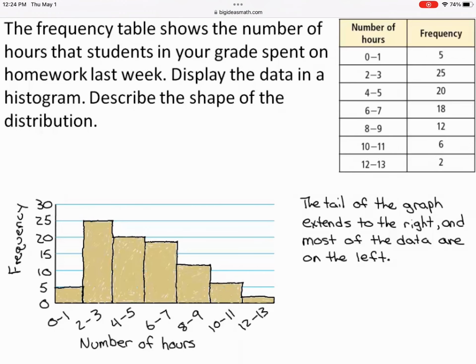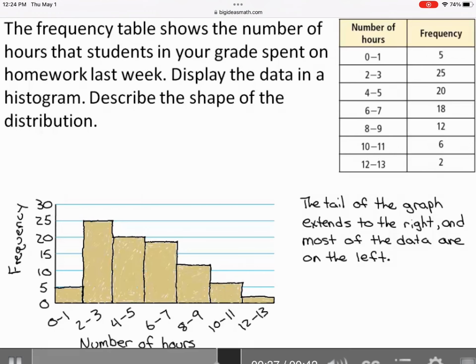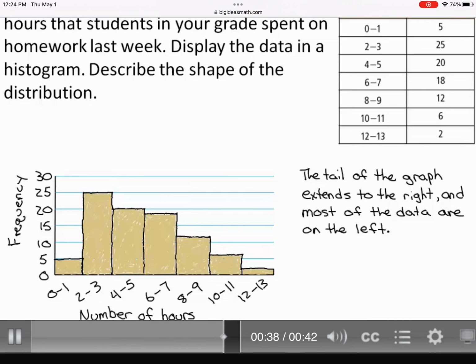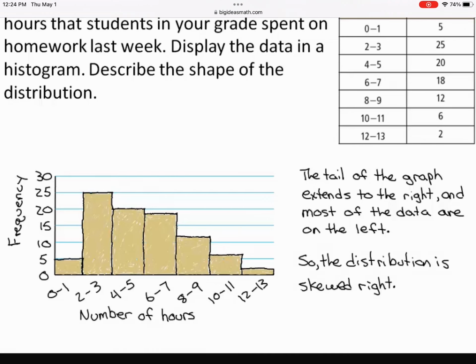Notice that the tail of the graph extends to the right and most of the data are on the left, so the distribution is skewed right.